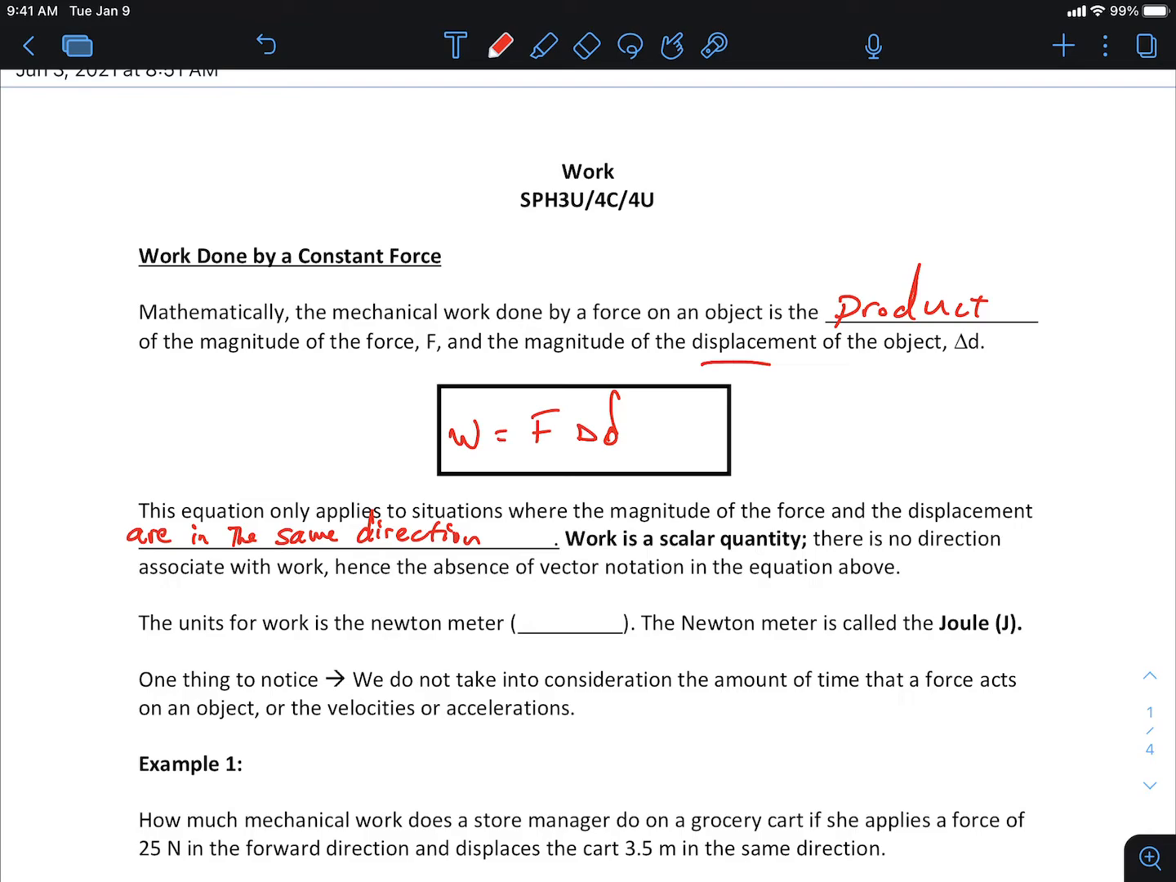Work is a scalar quantity. There's no direction associated with work, hence the absence of the vector notation in the equation above. So we don't have that because it's a scalar quantity, like distance.